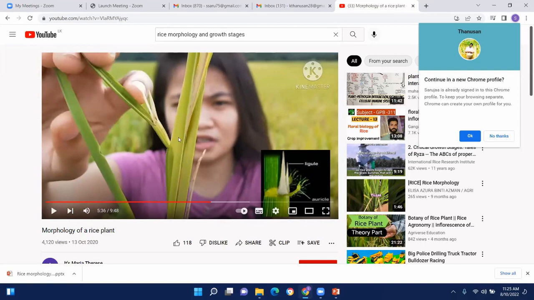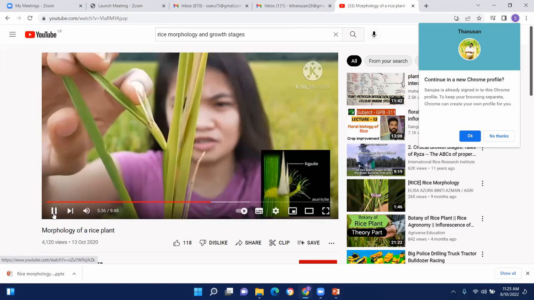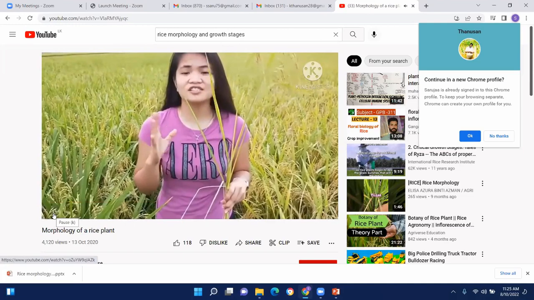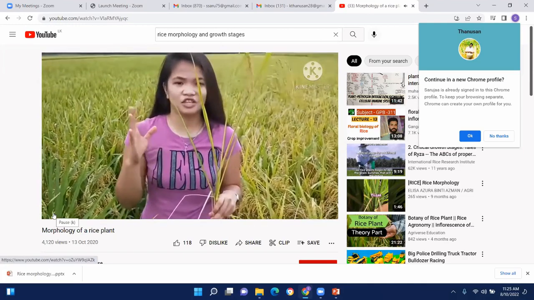Okay, this is the leaf sheath. Then here the leaf. This is the ligule. The upper part here is the auricle. At every internode, there is a ligule attached to the leaf. Another major part of a rice plant is the grain.